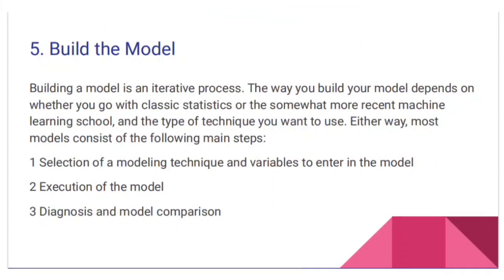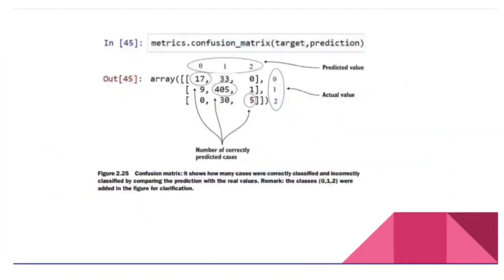First, we need the selection of the modeling technique and variables to enter in the model. Second step, we are going to execute the model. Third step is diagnosis and model comparison. So we are going to build the model by using these three main steps. So first one, we have the confusion matrix. So we are going to select the model techniques, right? So first thing, we have selected the model confusion matrix.